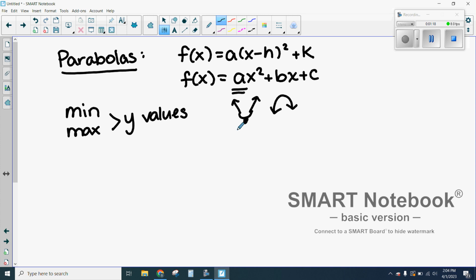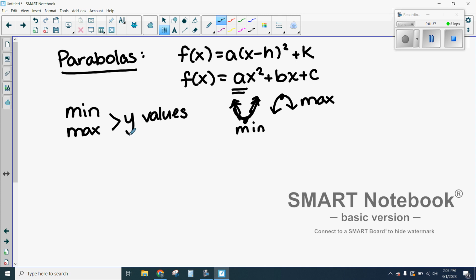If my parabola opens up, it has a lowest point but not a highest point. Pretend that actually looks like a parabola. Okay. If it opens down, then it has a highest point but no lowest point. A parabola will have one or the other. It will not have both a minimum and a maximum value.